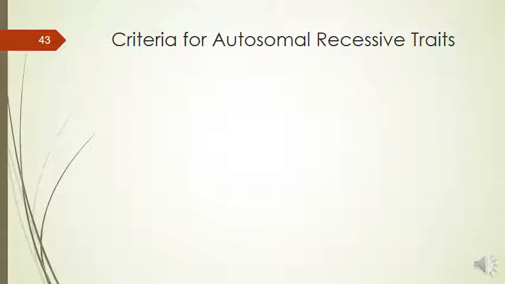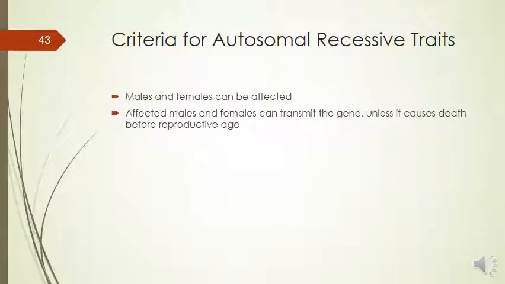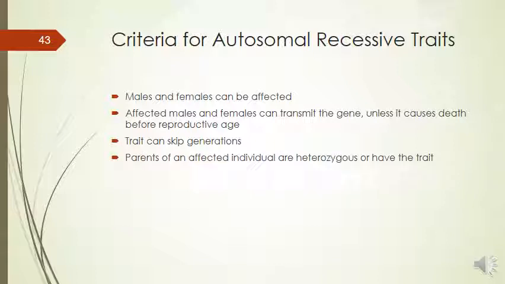In looking at the criteria for autosomal recessive traits, males and females can be affected. Affected males and females can transmit the gene unless it causes death before the reproductive age. The trait can skip generations. Parents of an affected individual are heterozygous or have the trait. It's more likely to occur in families with consanguinity. We will discuss consanguinity in just a moment.